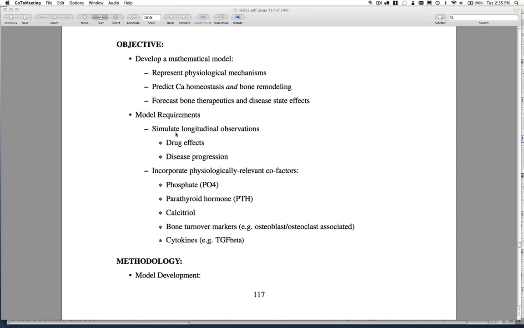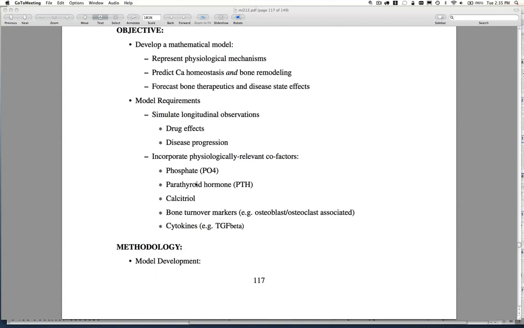You want this to be able to do so longitudinally, so over time. You want it to incorporate those relevant physiologic factors that you'll be measuring, and that will also be inherent within the biology and inner workings of other disease states. Examples of that are phosphate, PTH, calcitriol, turnover markers, and other cytokines.